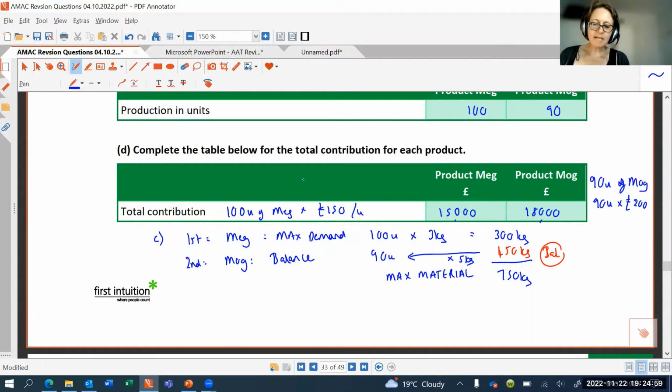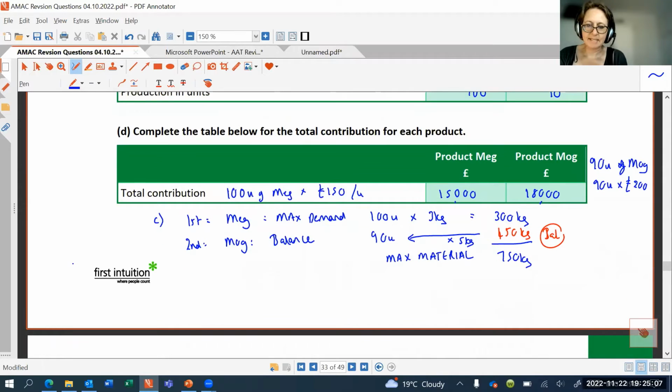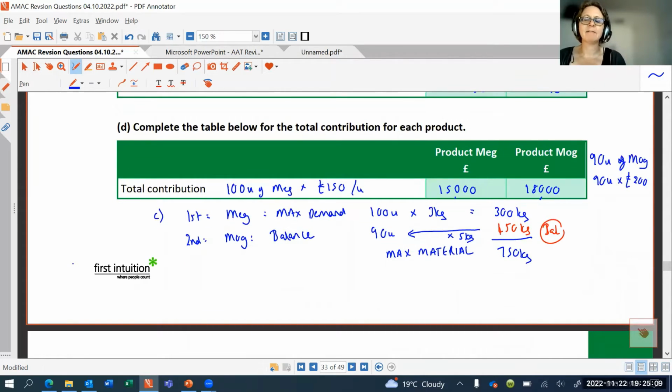Okay, so being able to work through limiting factor questions like this is very important. It is the sort of thing that you can expect to see within this particular task. So make sure you understand how to find the contribution per unit, and then the contribution per unit of limiting factor, and also then how to get that into an optimal plan and work out the contribution.